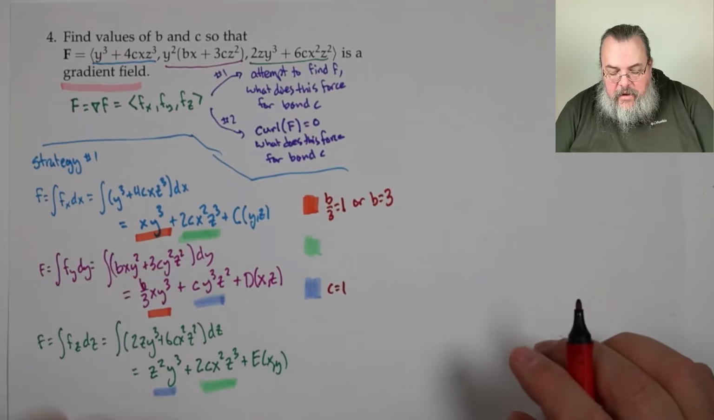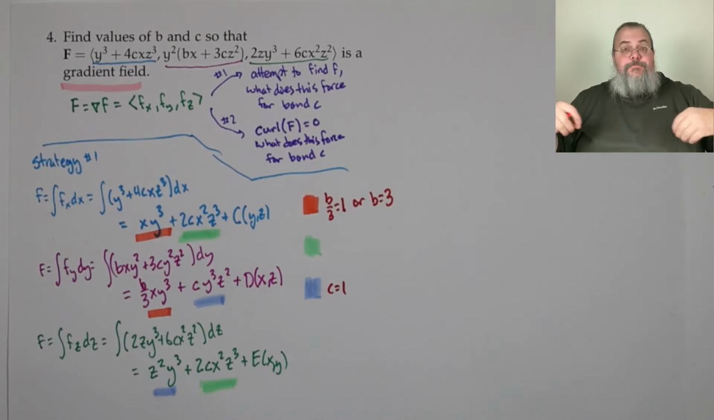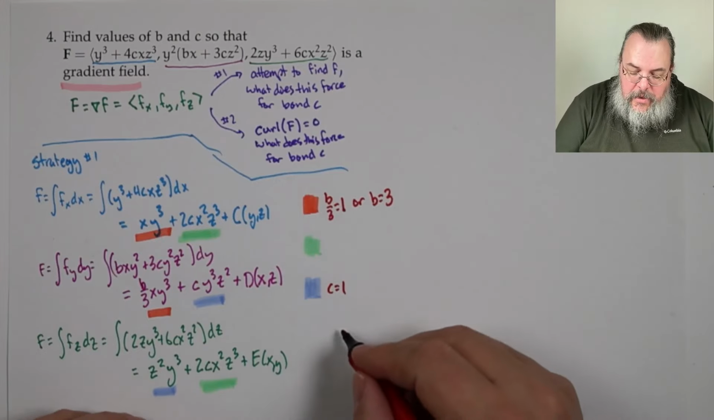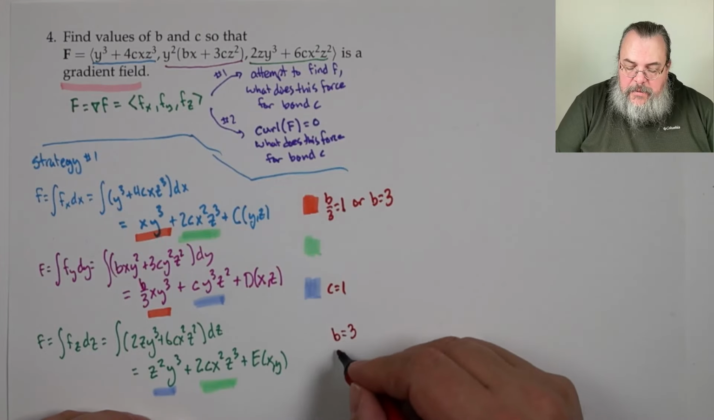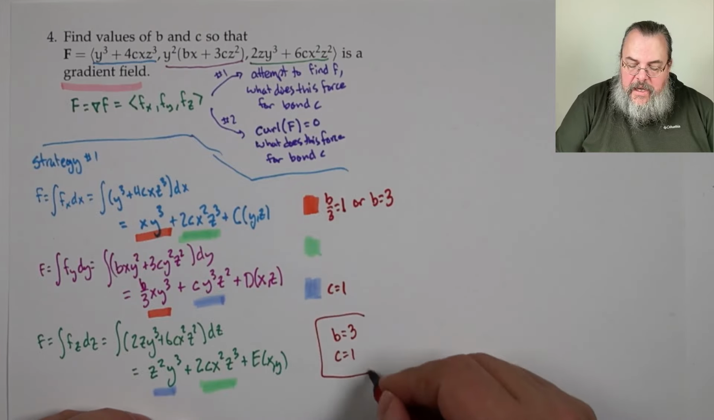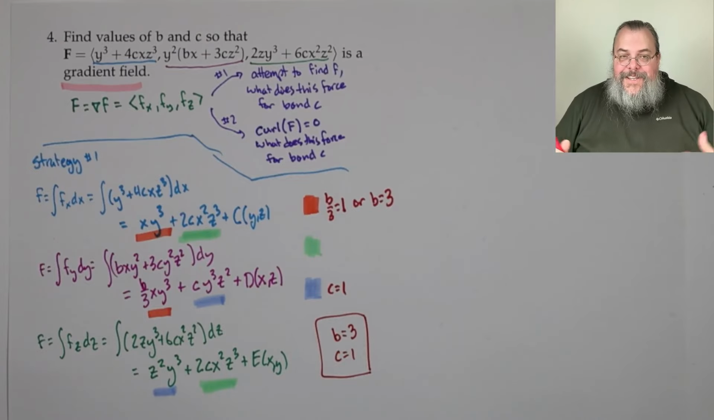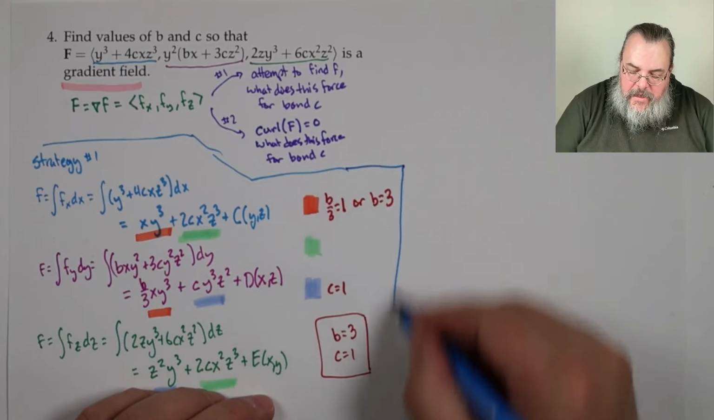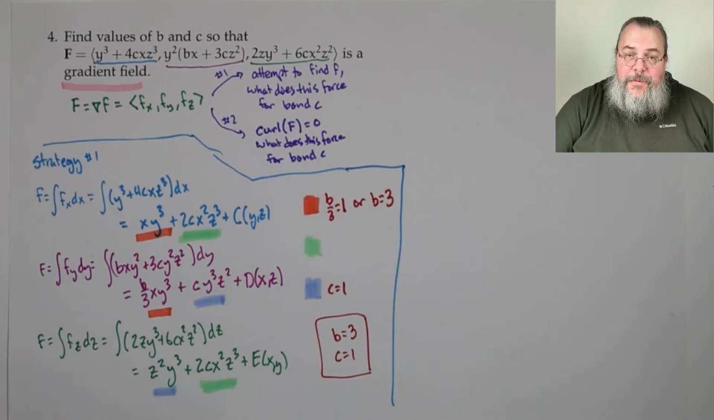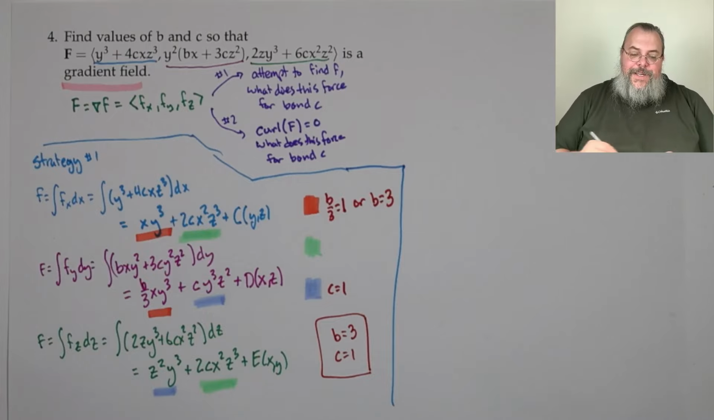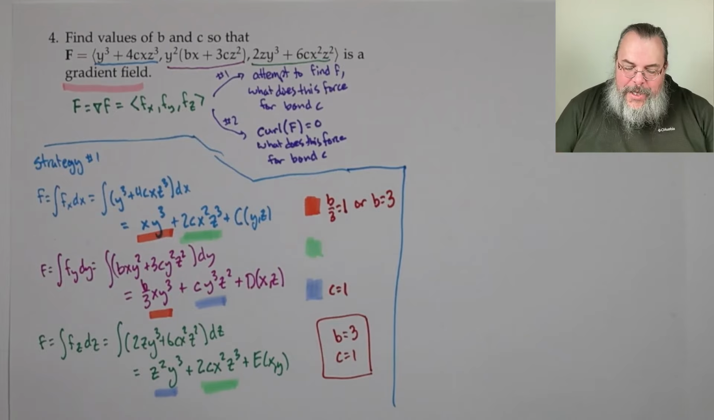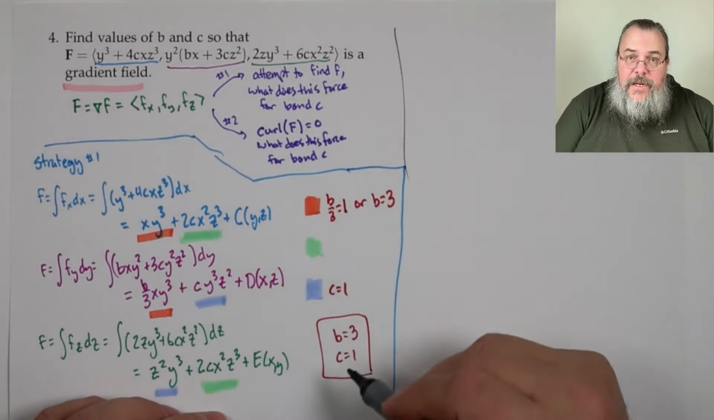And now, as long as all these pieces here are matching, now we have our potential function. And so we say, okay, so that's our answer. B equals 3, C equals 1, and life is good. Strategy number 1. Okay, great. Wow, that was actually a lot quicker than I thought. Okay, but don't worry. We still have chances for fun, because now we get to do strategy number 2. Okay, here we go. Strategy number 2.